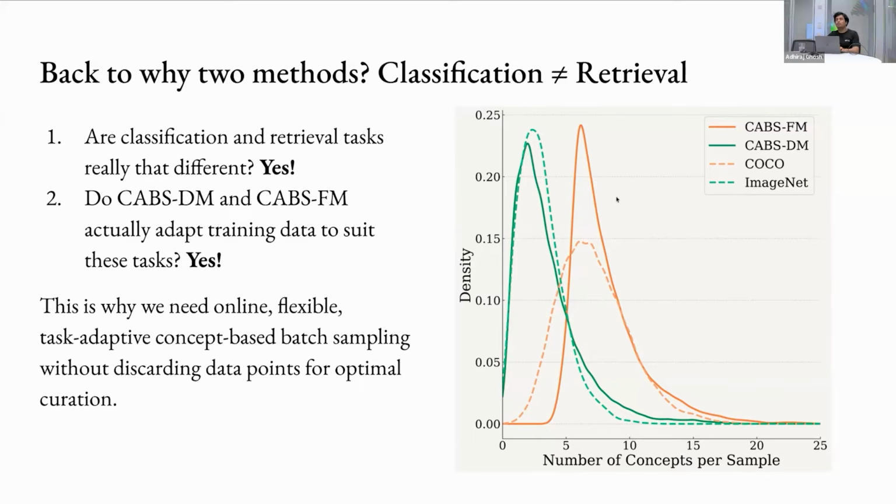And we show that our two different CABS algorithms overlap the respective tasks that they try to train a model for pretty well. And so we hope that this distribution matching really helps in training better models. And turns out, yes, it's true.